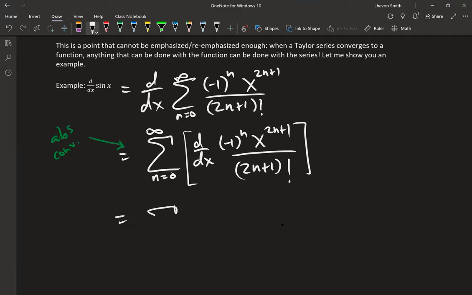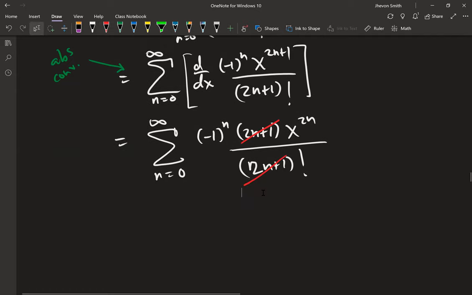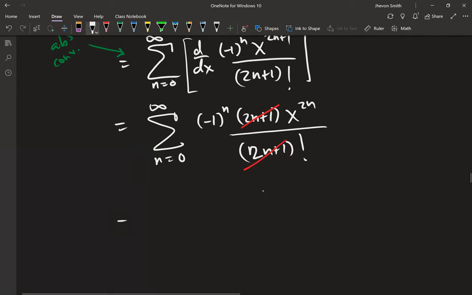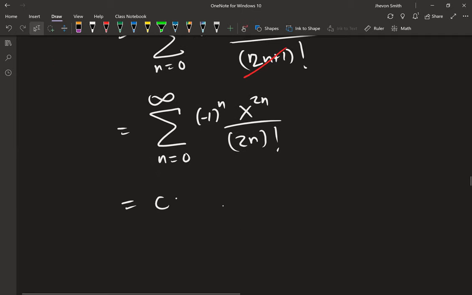Okay, how do I differentiate that? Well, power rule, of course. So I bring down the 2n plus 1, subtract 1 from the power. Look at that. This 2n plus 1 is going to cancel that 2n plus 1, and then we're just going to be left over with 2n factorial. What is that guy? Would you look at that? That's the series for cosine.